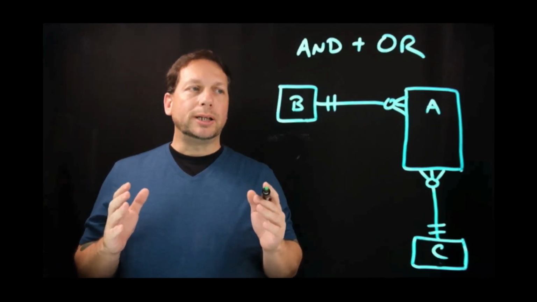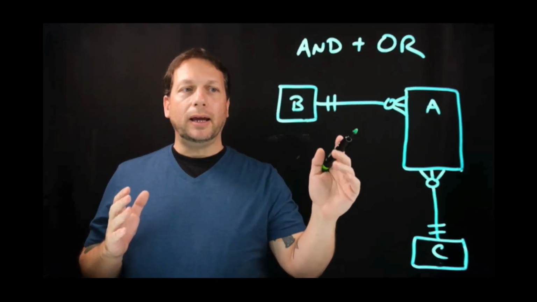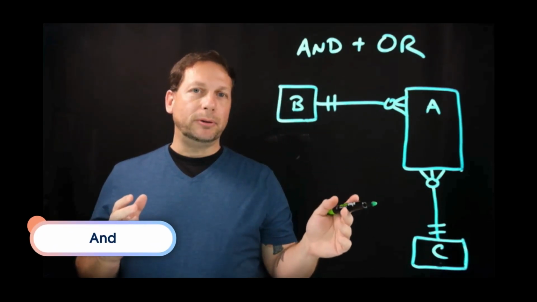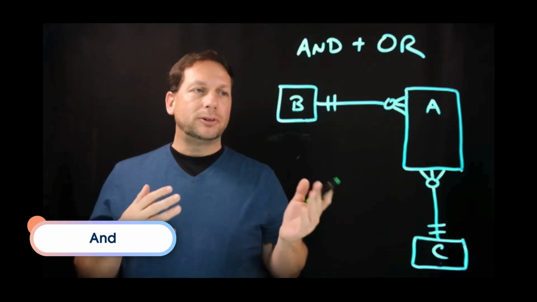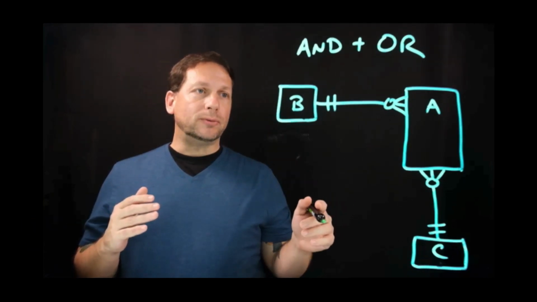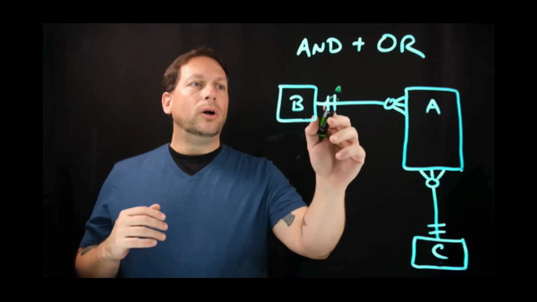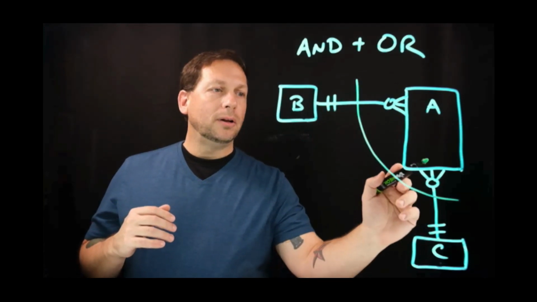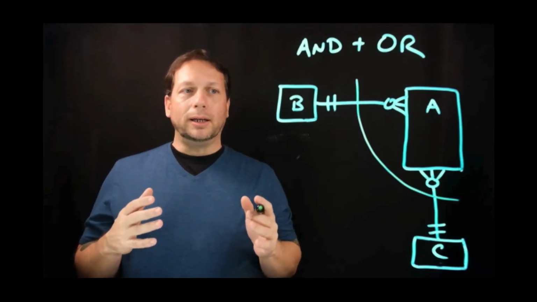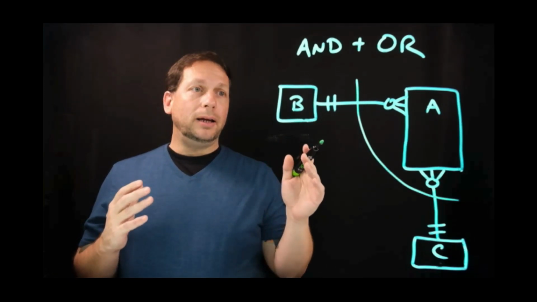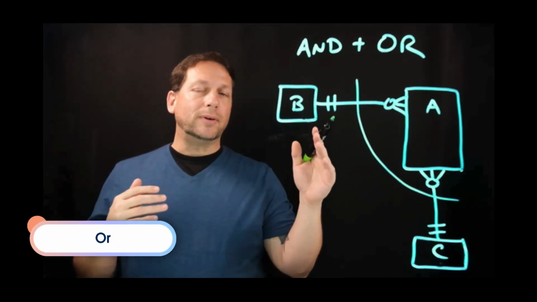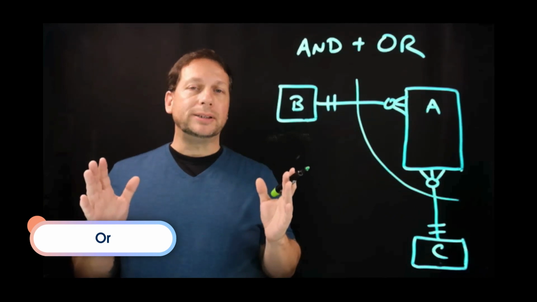So essentially what we're saying is that an instance of entity A has to be related to an instance of entity B, and it has to be related to an instance of entity C. So there's our AND. Now if we want to make this a mutually exclusive relationship and turn it into an OR, we can draw this half circle through our two connectors. Now what we're saying is that an instance of entity A has to be related to an instance of entity B or an instance of entity C, but not both at the same time.